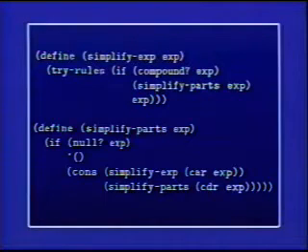Now, if I want to simplify the parts, well, that's easy too. Either the expression is an empty one, there's no more parts, in which case I have the empty expression. Otherwise, I'm going to make a new expression by cons, which is the result of simplifying the first part of the expression, the car, and simplifying the rest of the expression, which is the cdr.